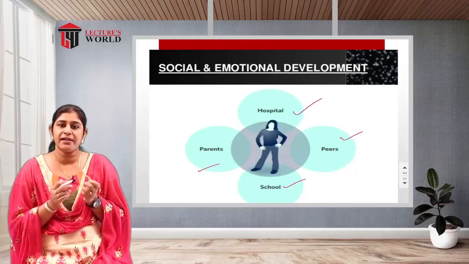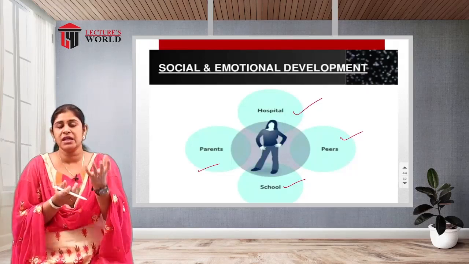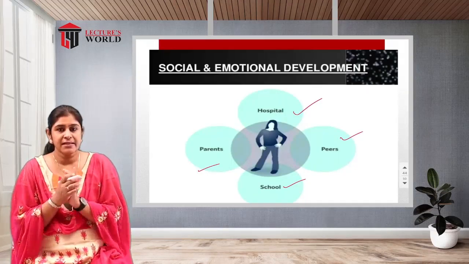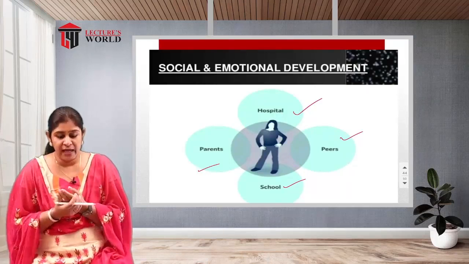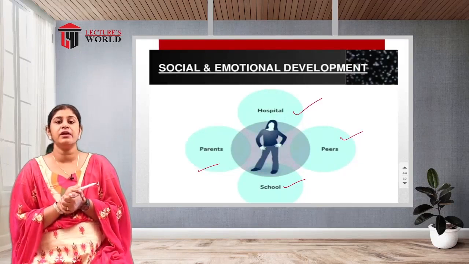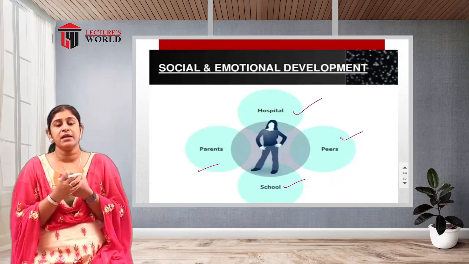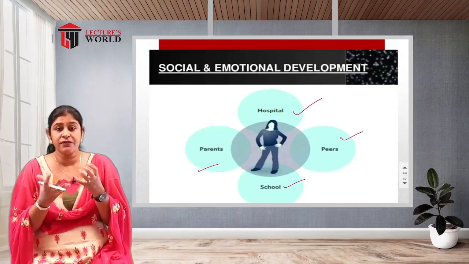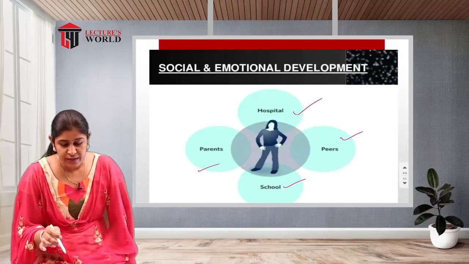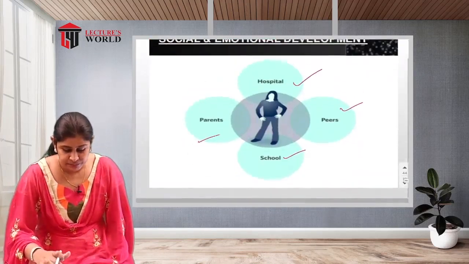School is a place where they go and study. A good relationship develops between teacher and student, and between student and student, and it is the best place for emotional and social development. Parents, we used to say, are the first teacher. They give certain lessons to the children, and thus they interact and develop a good bonding with the parents. So that is social and emotional development: the hospital side, peer side, school, and parent side.